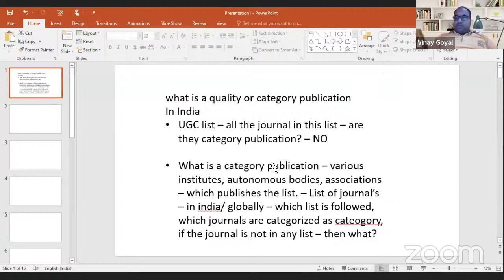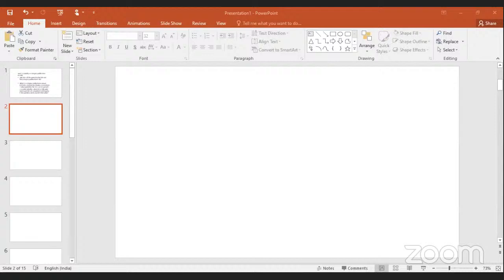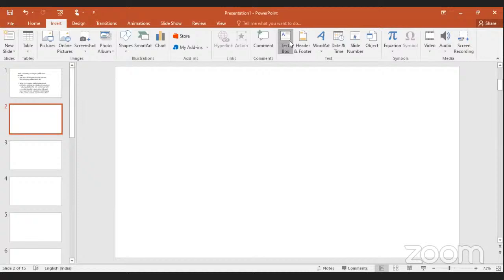Which list is followed? Now, depending on your research interest, depending upon the various factors, depending upon what type of publication you want to do, what type of journal you are interested in, what is the area you are interested in, you have to identify the journal. And then based on that identification of journal, you have to publish. So which are the various lists? Let me start with the category journal list.